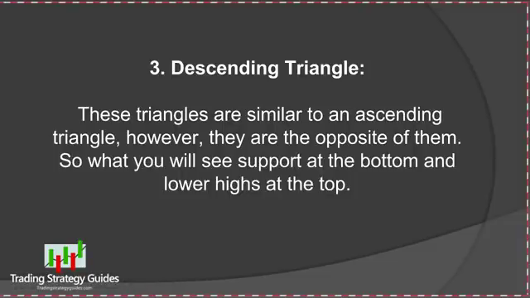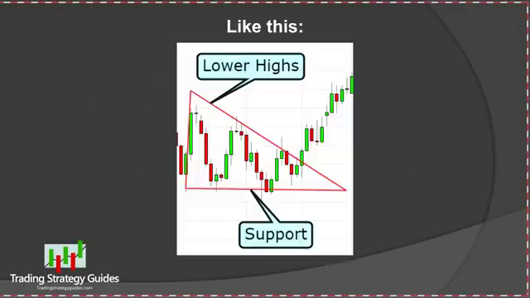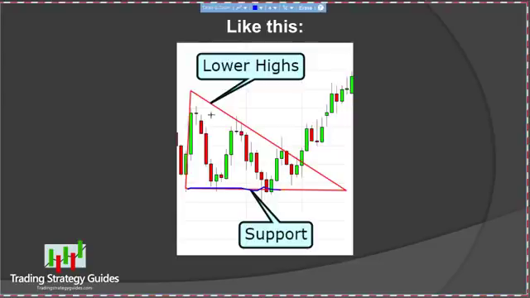Okay, so then the third type is the descending triangle. These triangles are similar to an ascending triangle, however, they're the opposite. So what you'll do is you see support at the bottom and lower highs at the top. So again, here's what we have. The triangle is flat on the bottom, okay, and then it's swooping down here. Now this entry is pretty interesting.